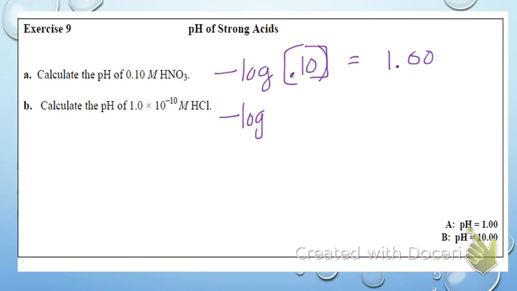Negative log of 1 times 10 to the negative 10 is going to be equal to what? Do I even need to use my calculator to do that? It's 10.